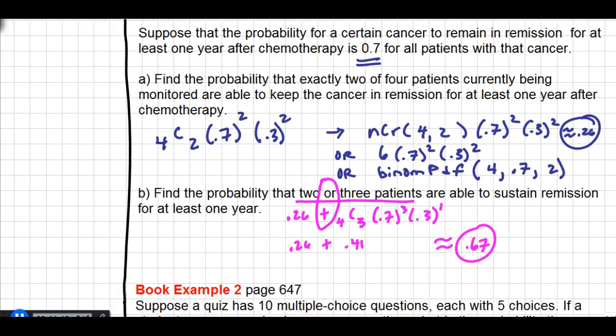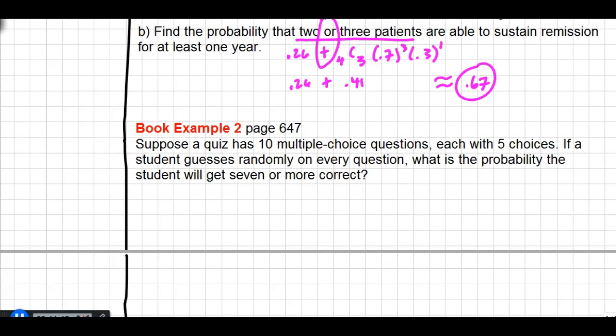Let's try one more example, and then I'm going to have you try one independently. This one's straight out of the FST textbook, example 2, page 647. Suppose a quiz has 10 multiple choice questions, each with 5 choices. If a student guesses randomly on every question, what is the probability the student will get 7 or more correct?